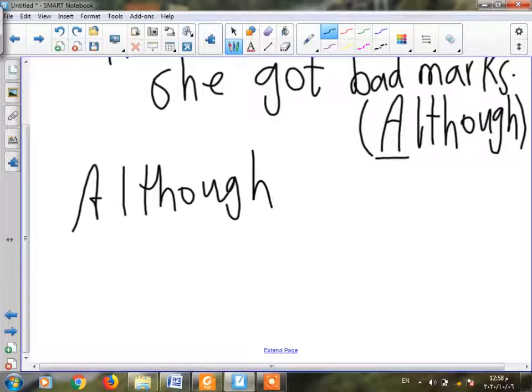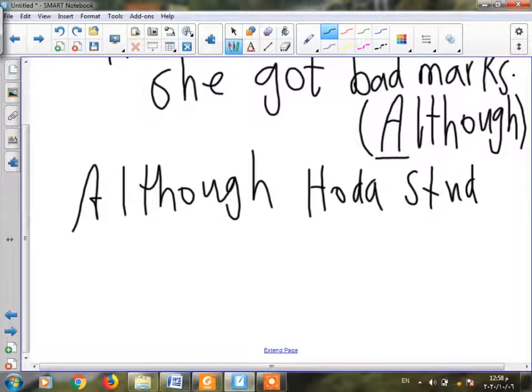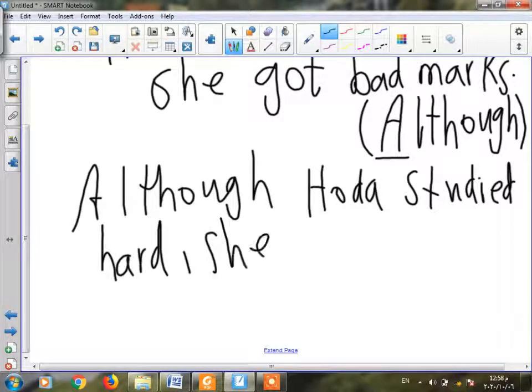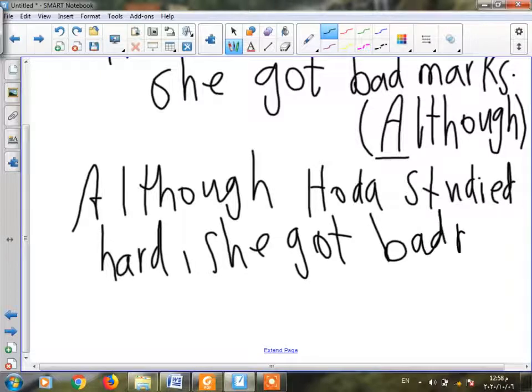Although what? Although Hoda got bad marks, she studied hard, or although Hoda studied hard, she got bad marks. I think the second one is right in order to keep the meaning of the sentence correct.